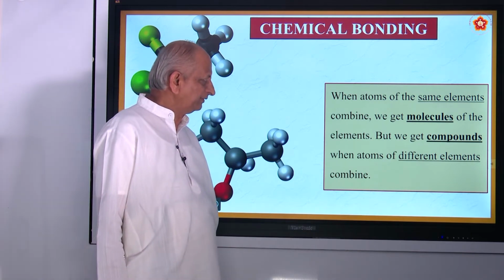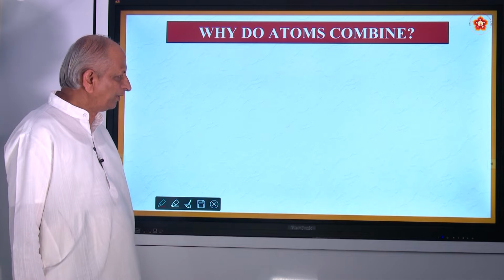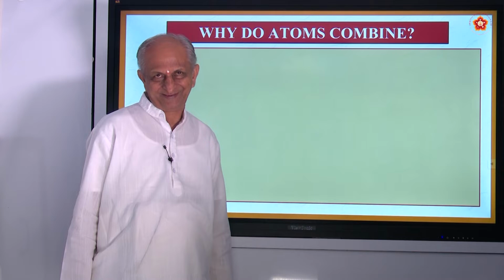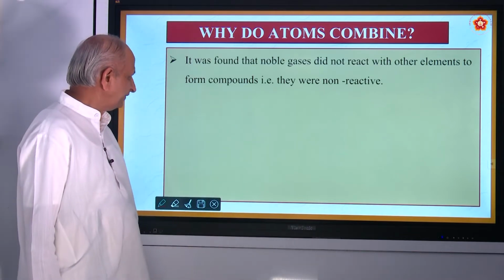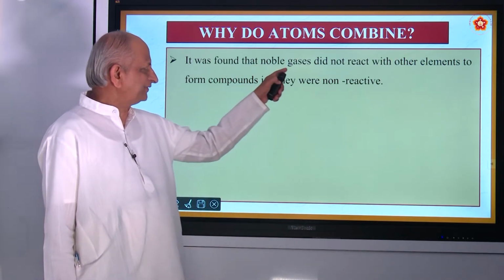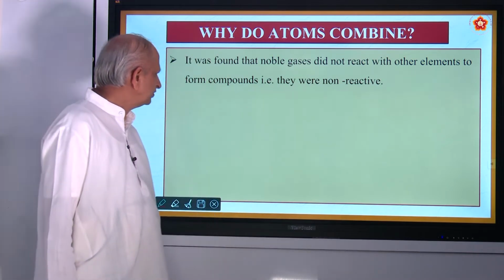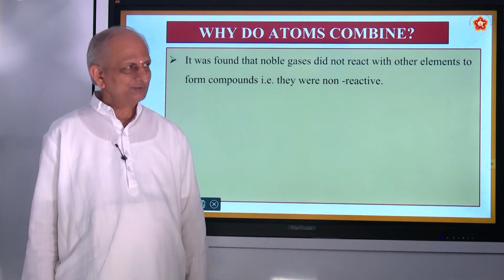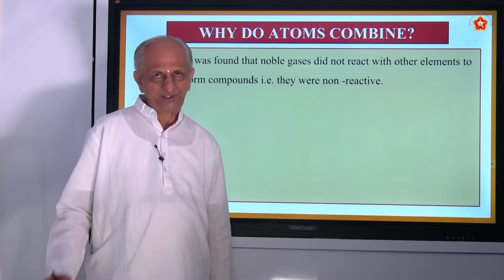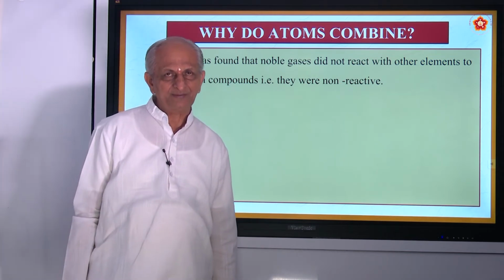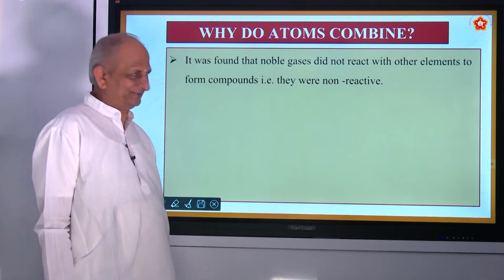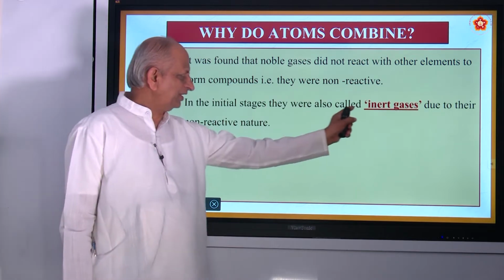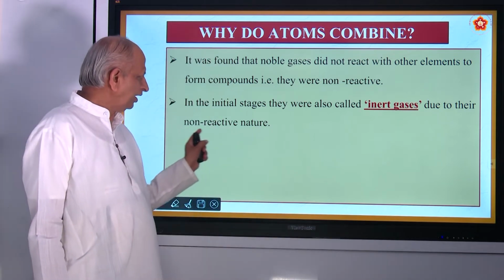So, chemical bonding. Now let us see what is meant by chemical bonding. For that you must know, why do atoms combine? Why does this combination take place? It was found that noble gases did not react with other elements to form compounds. They are called non-reactive, also called inert gases. In the periodic table, the 18th group elements are inert gases or noble gases. In the initial stage, they were called inert gases due to their non-reactive nature.